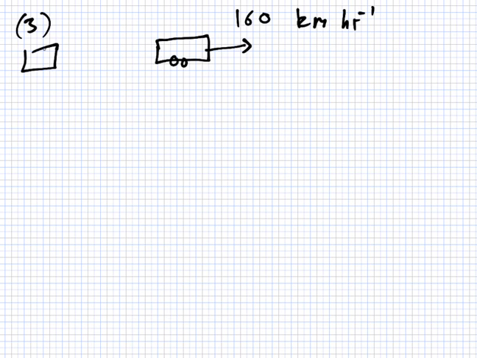Three. A 1200 kilogram car will accelerate to a top speed of 160 kilometers an hour over 20 seconds. So it's going at 160 kilometers per hour, and it took 20 seconds to do this. And the mass is 1200 kg.